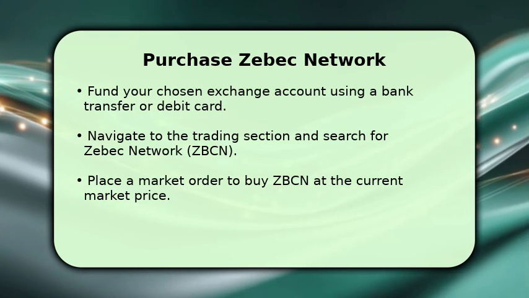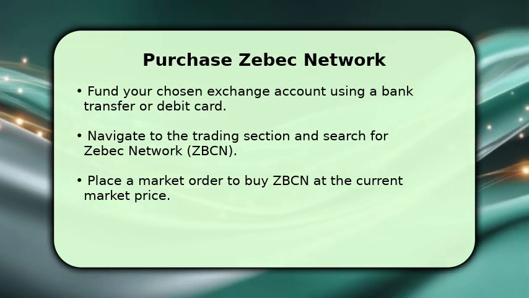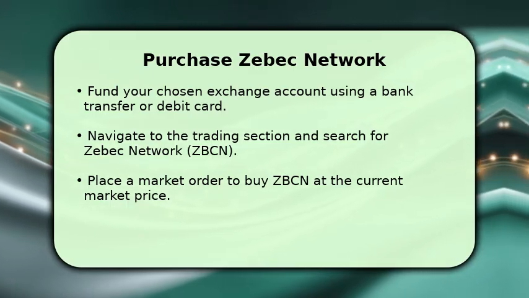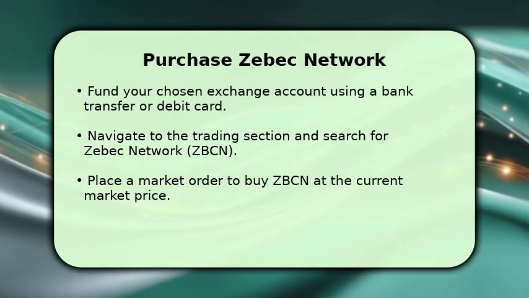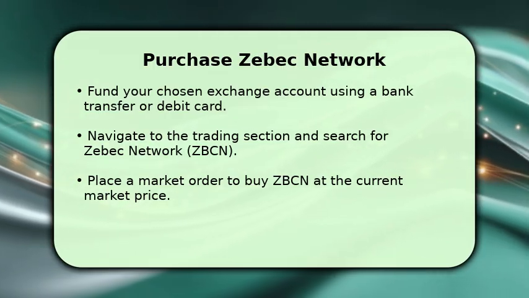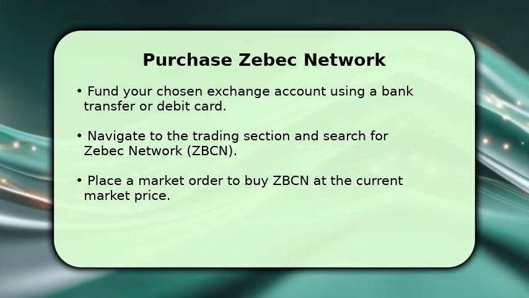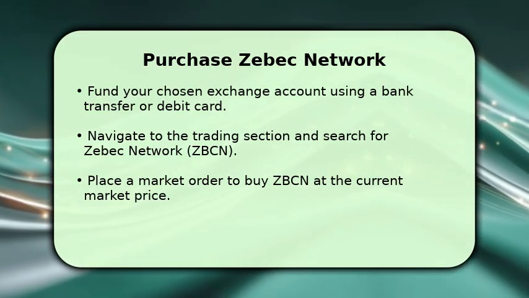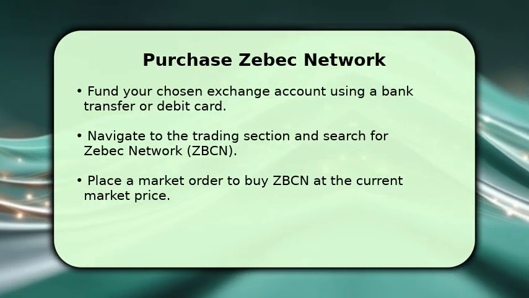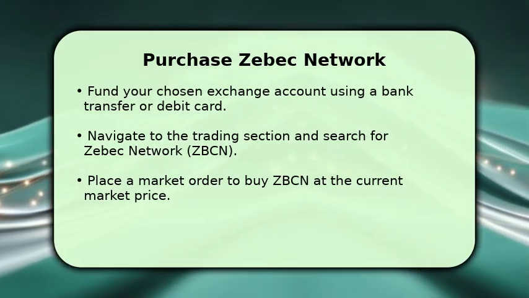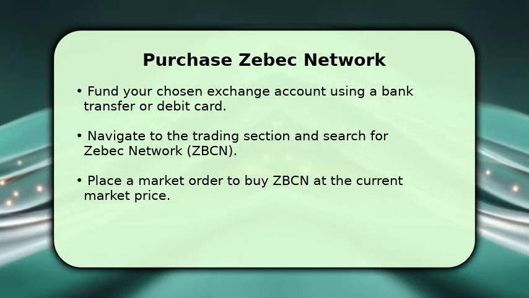Once your exchange account is set up and verified, you can fund it using various methods, such as linking your bank account or using a debit card. After funding, locate the trading interface and search for Zebec Network, often identified by its ticker symbol, ZBCN. You can then place a market order to buy the desired amount at the prevailing price. Always double-check your order details before confirming to ensure accuracy and avoid any errors.